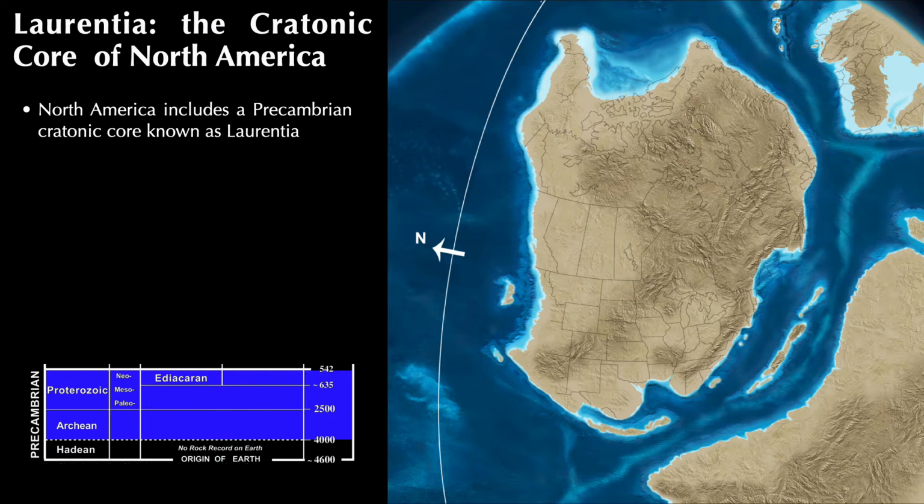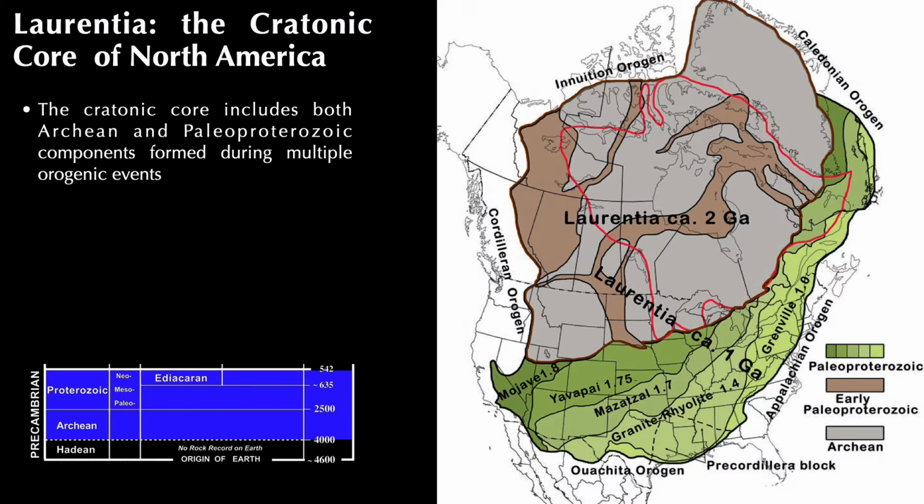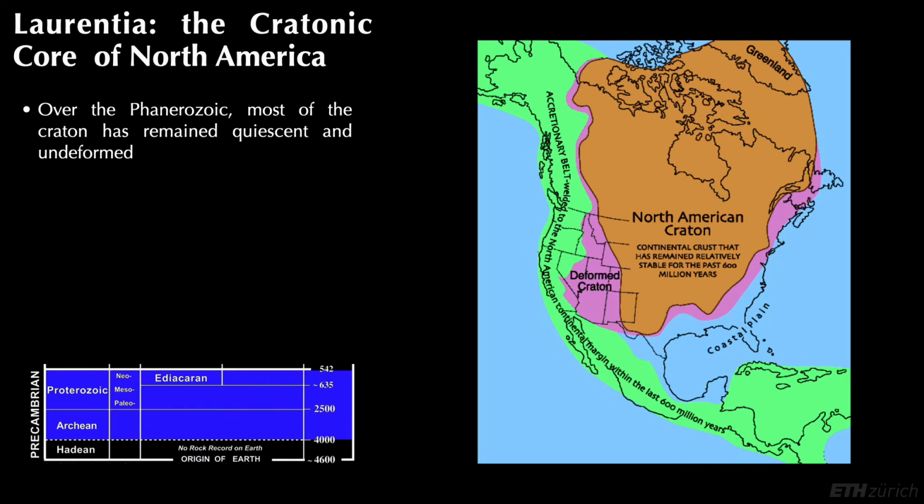So North America's cratonic seed, so to speak, is called Laurentia, and it consists of both Archean and Paleoproterozoic components. The Paleoproterozoic section consists of these subparallel tectonic belts that represent very old subduction or collisional orogenies. Through the Phanerozoic, most of this cratonic core has remained undeformed, but parts of it have been entrained in subsequent deformational events or remobilized, including the region shown in pink on the map here on the right, which includes, for example, part of the Colorado Plateau, which we'll talk about later.